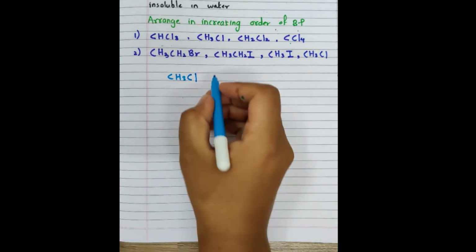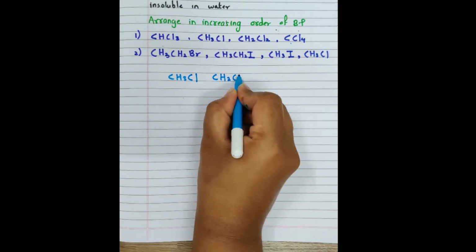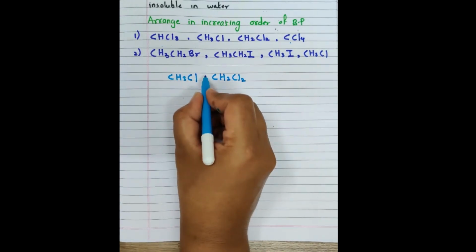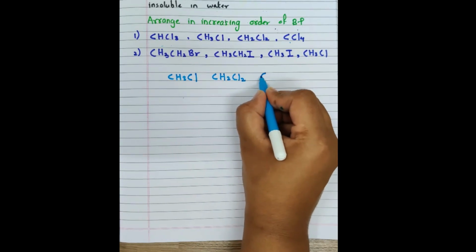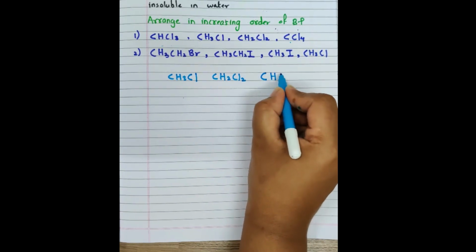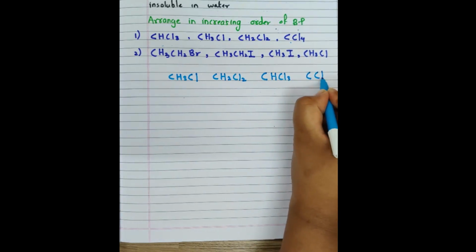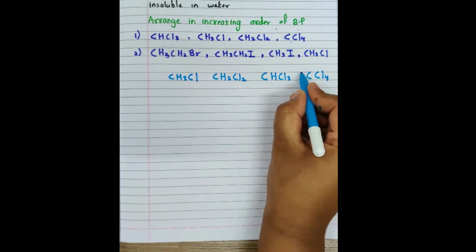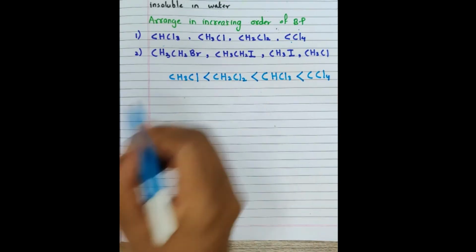Then comes CH2Cl2. It has 2 chlorines, so it will have a greater molar mass as compared to monochloromethane, and its boiling point would be greater. Then comes what? Trichloromethane, and in the last the highest boiling point will be of tetrachloromethane. So this is the increasing order.